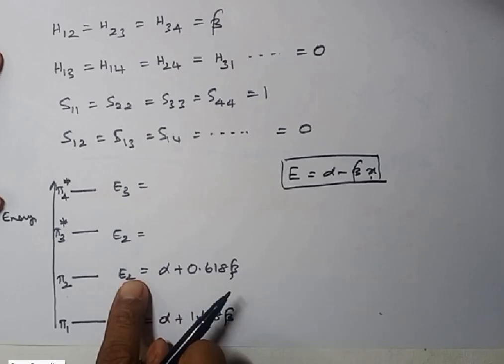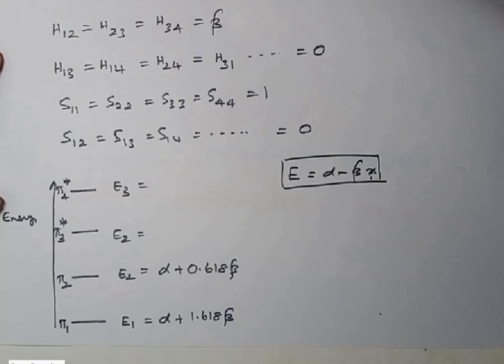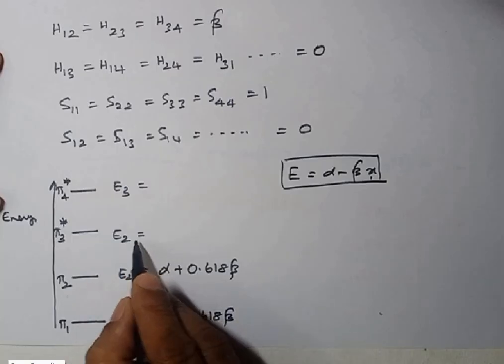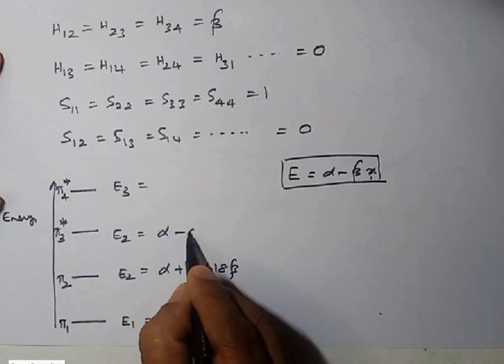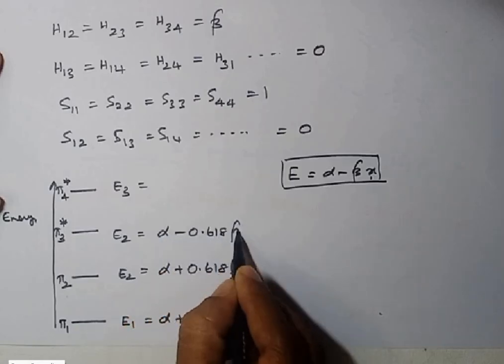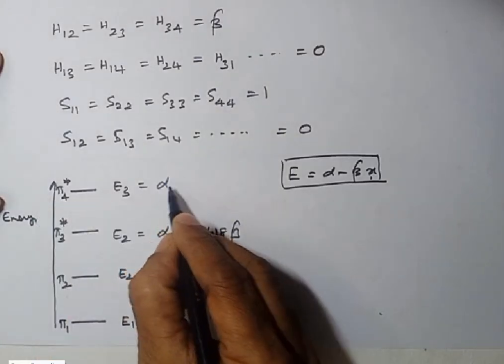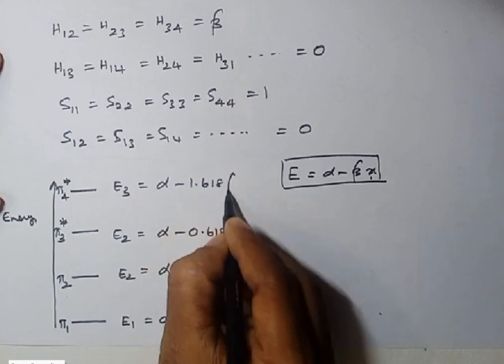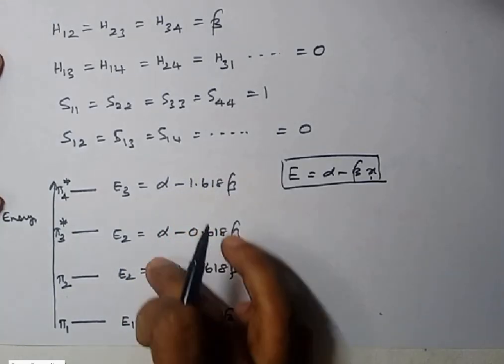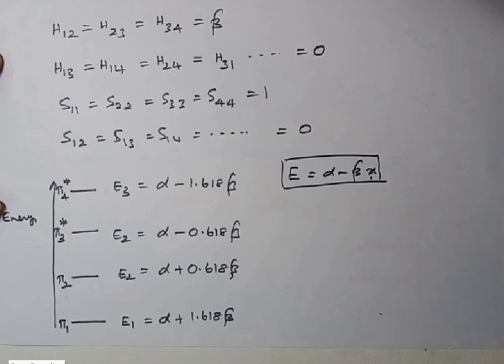This is the energy of the next bonding pi molecular orbital. Then this is an anti-bonding orbital, so alpha minus 0.618 beta. This is another anti-bonding orbital, alpha minus 1.618 beta. These are the energies of the molecular orbitals.